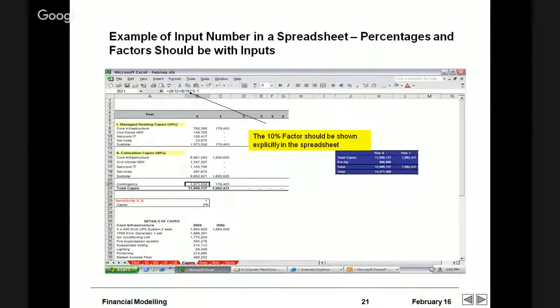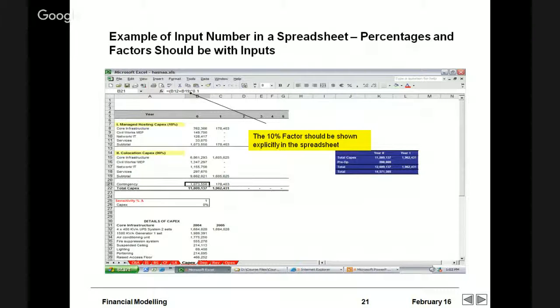When I calculate interest, please understand that whenever I'm putting in an interest rate, a capex expenditure, or some percentages, that should be explicitly mentioned in the formula toolbar. So I'm saying 10% or 9% or 11%, whatever you're going to put in, the assumptions being taken should be clearly presented as inputs. That's what I say: percentages and factors should be within the input.